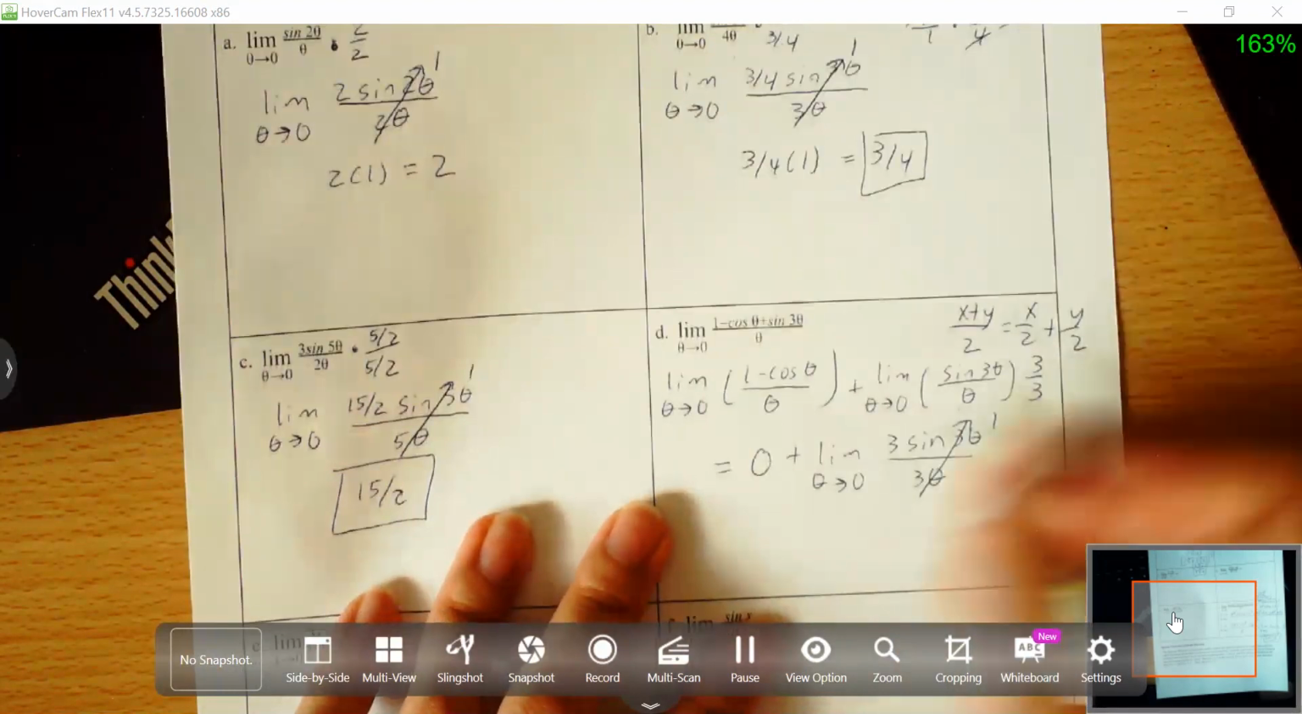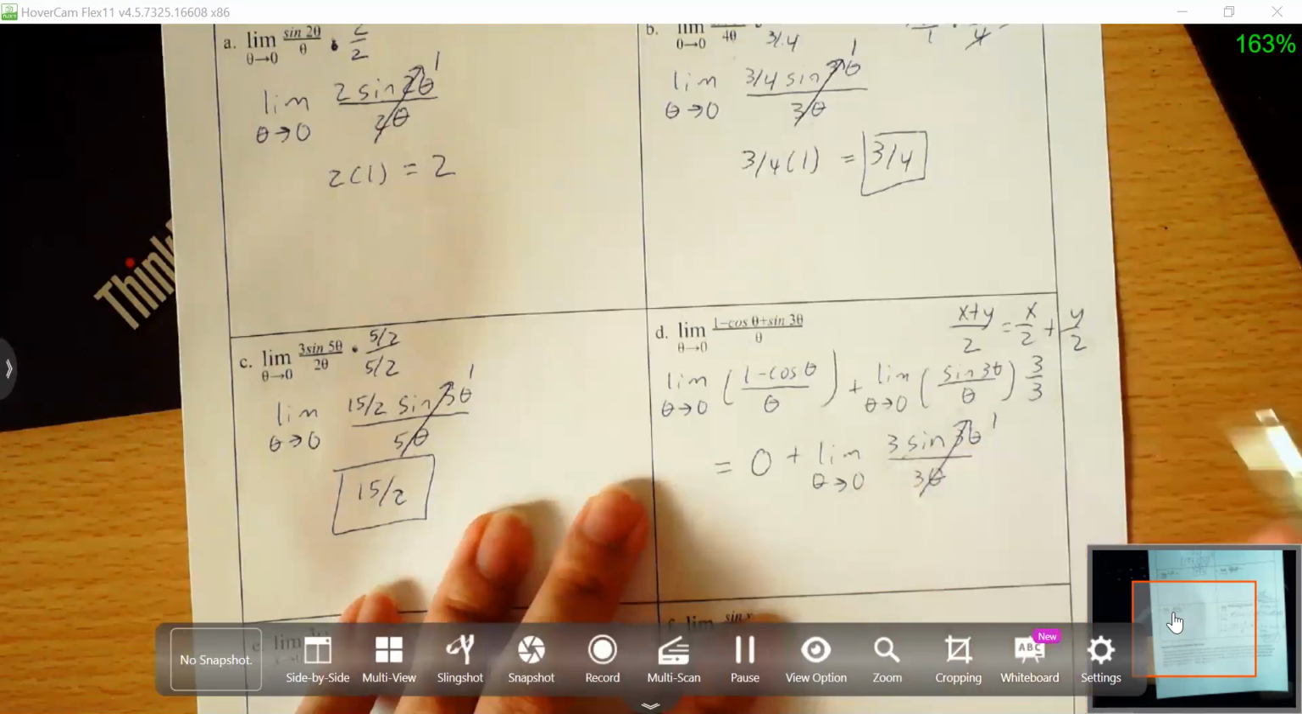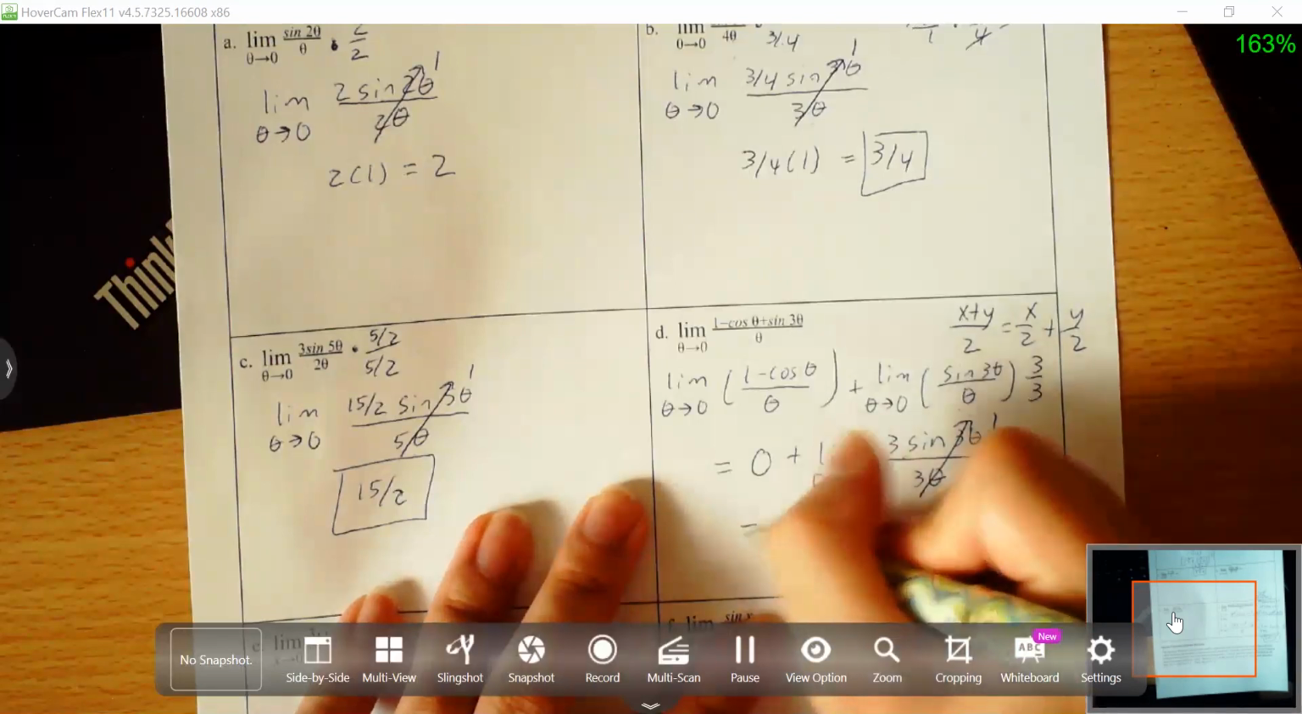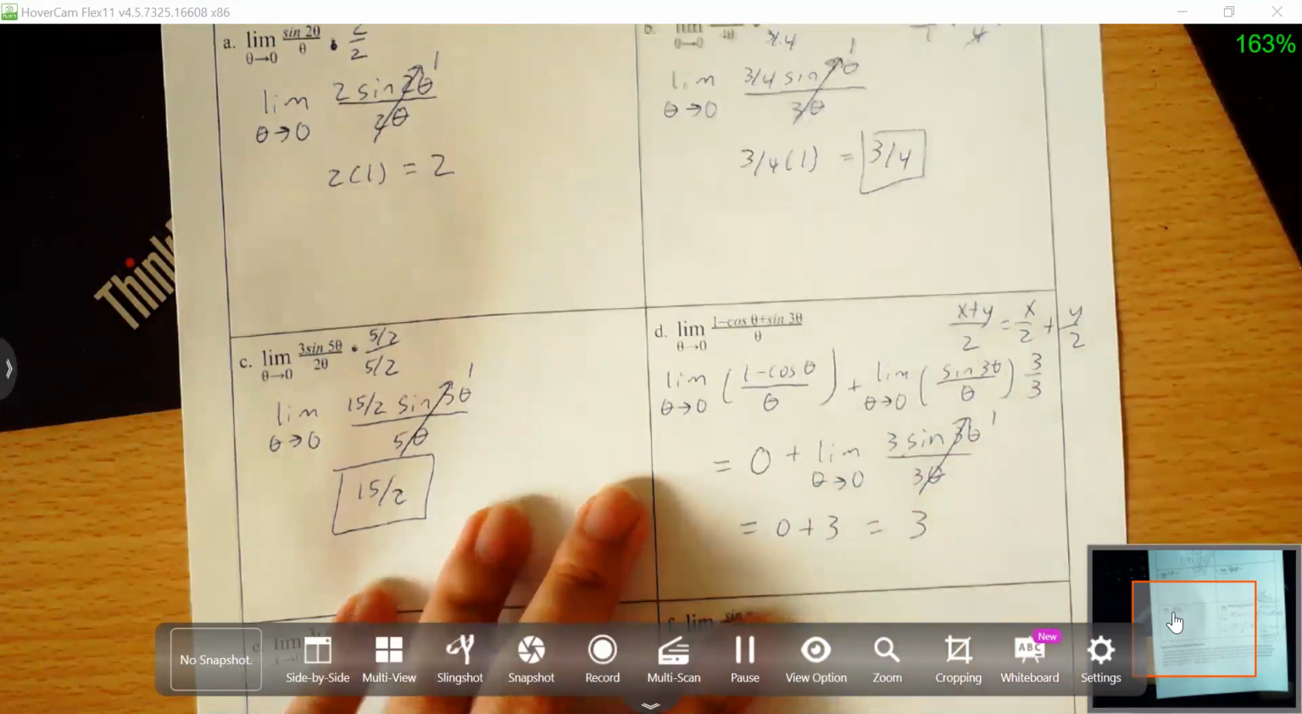So all I'm left with here is the limit as we approach 3, and the limit of any constant is just the constant itself. And that's 3.